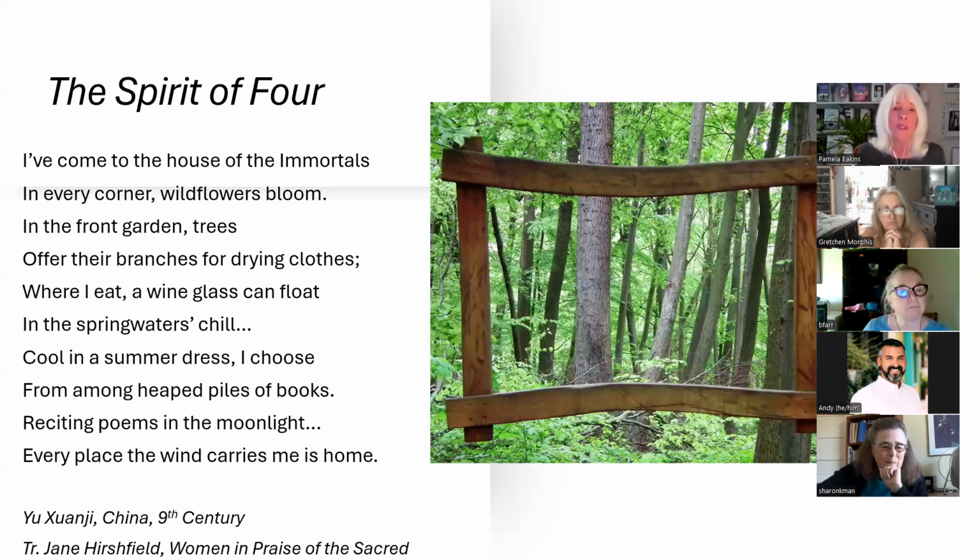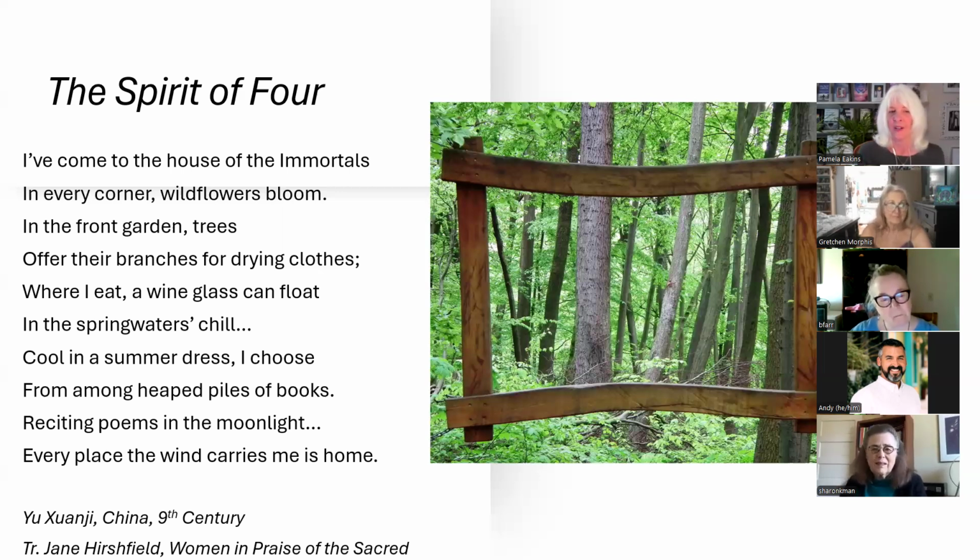I've come to the house of the immortals. In every corner, wild flowers bloom. In the front garden, trees offer their branches for drying clothes. Where I eat, a wine glass can float in the spring water's chill. Cool in a summer dress, I choose from among heaped piles of books, reciting poems in the moonlight. Every place the wind carries me is home. I love that. That's from Yu Xuanji, China, the 9th century, translated by Jane Hirshfield, and it's in a book called Women in Praise of the Sacred.